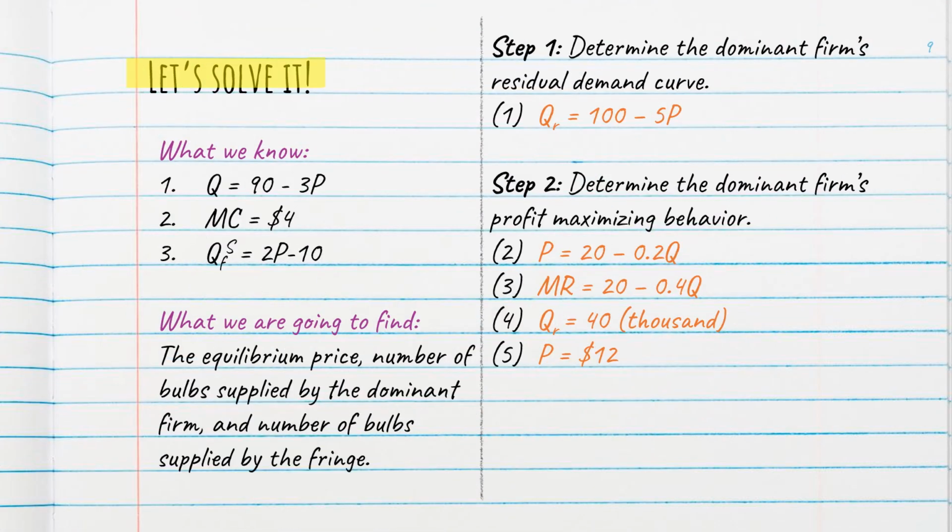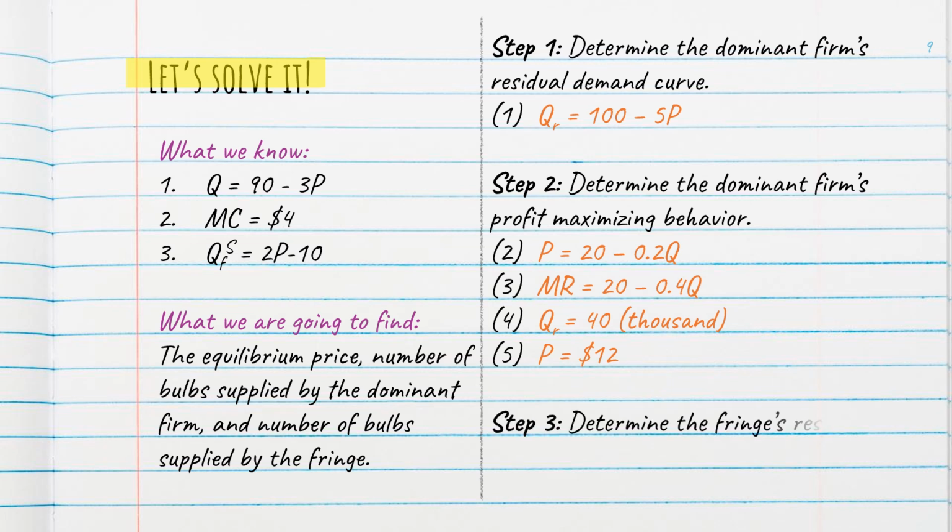So we have determined the dominant firm's profit maximizing behavior. They're going to set a price of 12 and supply 40,000 units. Why is it 40,000? Because the beginning part of the question told us that Q is in thousands. So while we solved for a Q that was equal to 40, we have to recognize that that's really 40,000.